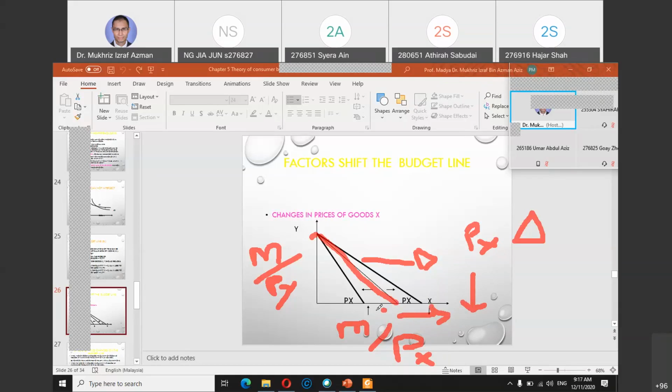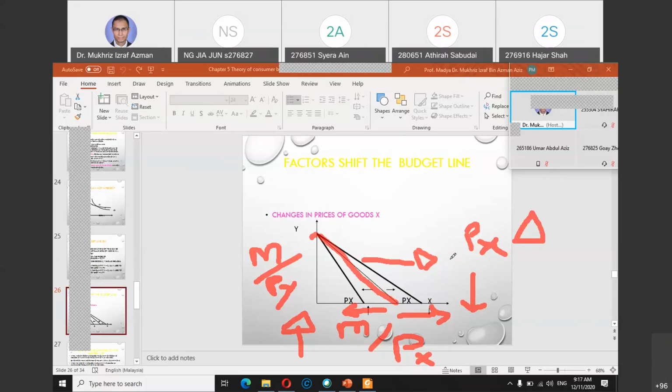But the shift will be to the left if the price of X increases. This is just simple mathematics. M remains the same, Px has increased. So M divided by a bigger value, the product of M over Px will have a smaller value. So that will cause the curve to shift to the left, okay? So if you see a graph like this, whereby the change only occurs at one axis, in this case the x-axis, and the Y remains the same, this can only happen if the price of X changes.